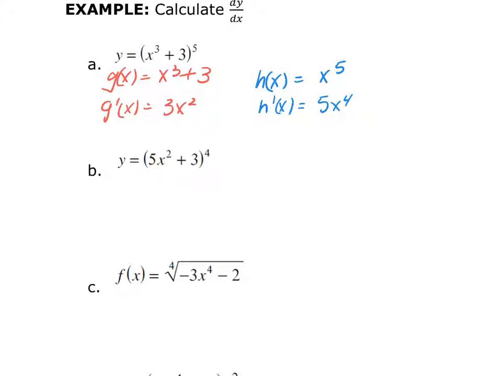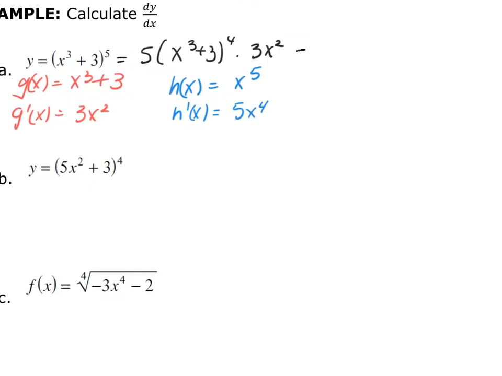No. So really what we have is that this is going to equal 5, my x is really x cubed plus 3, to the 4th. Okay? That is my outer function derivative. My inner function derivative is 3x squared. So my final answer is going to be 15x squared times x cubed plus 3 raised to the 4th power. How was that? Cool?